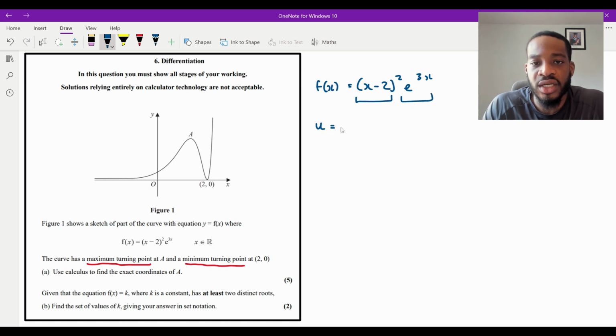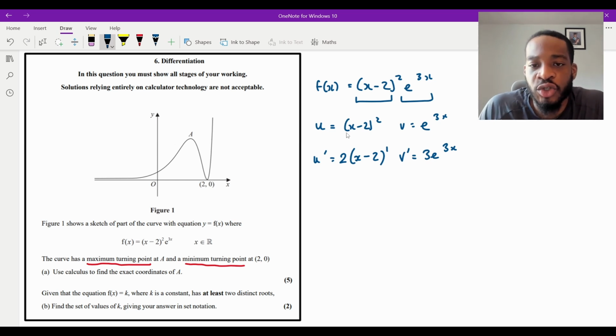So I'm going to say u is going to equal (x minus 2) all squared, and then v is going to equal e to the 3x, isn't it? And we're going to do u dash. This is a chain rule problem. This power is 2, bring it to the front: 2 bracket x minus 2, power drops by 1. And then v dash is just going to be 3e to the 3x, isn't it?